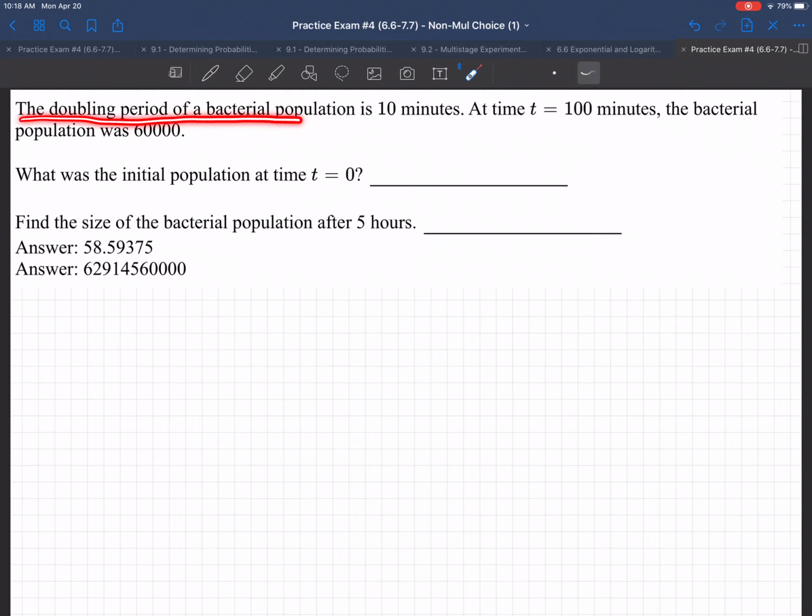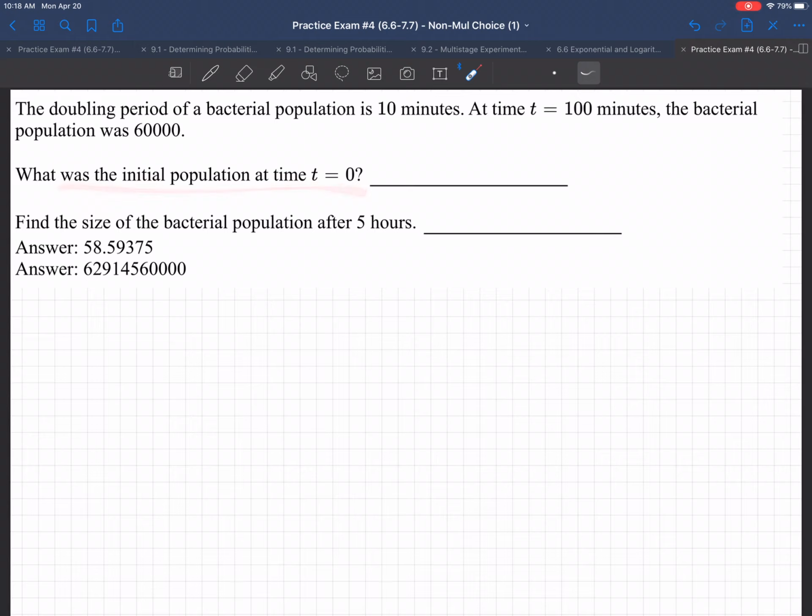The doubling period of a bacterial population is 10 minutes. At time t equals 100 minutes, the bacterial population was 60,000. So did you catch that? The doubling period for the bacterial population is 10 minutes. That means every 10 minutes, the population of the bacteria doubles. At 100 minutes, it was 60,000.